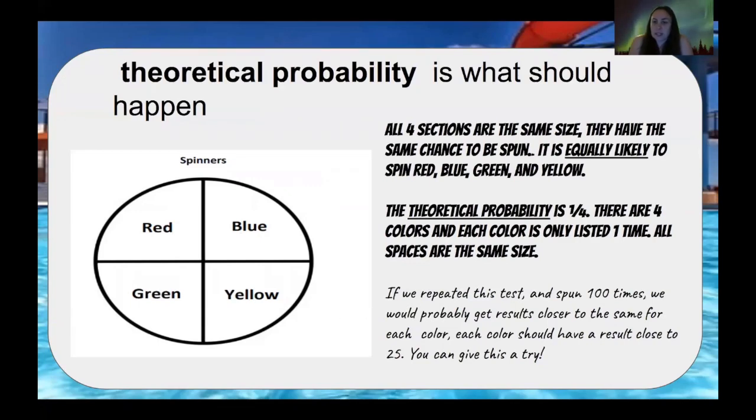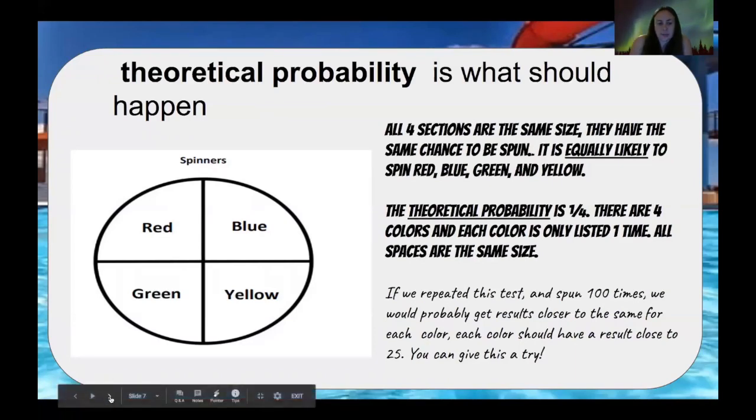So if we repeated this test and spun it 100 times, we would probably get results closer to the same for each color. Each color should have a result close to 25. So if you have the time, go ahead and push pause, spin it 100 times, keep track, and see how close you are to the theoretical probability of getting each one 25 times.